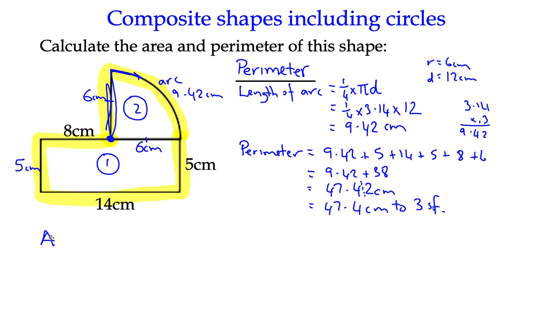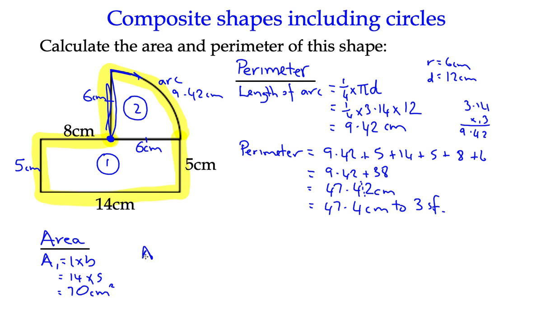Let's have a look at area. So we'll do that down here, area. So what have we got? We've got area 1. Now what's that? It's a rectangle. So it's length multiplied by breadth, which is 14 multiplied by 5, and that gives us 70 square centimetres. That's not a problem.